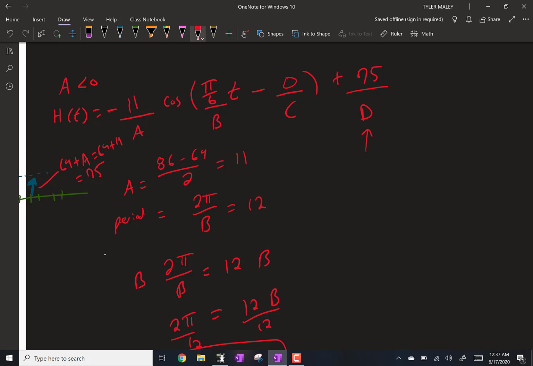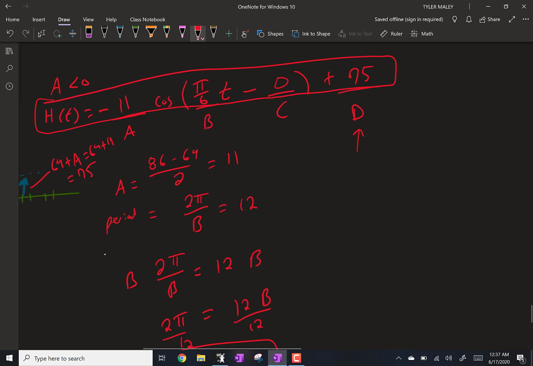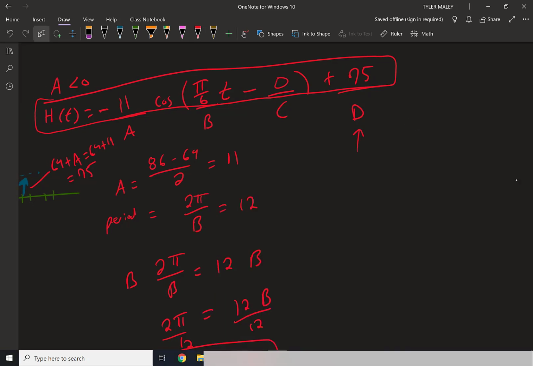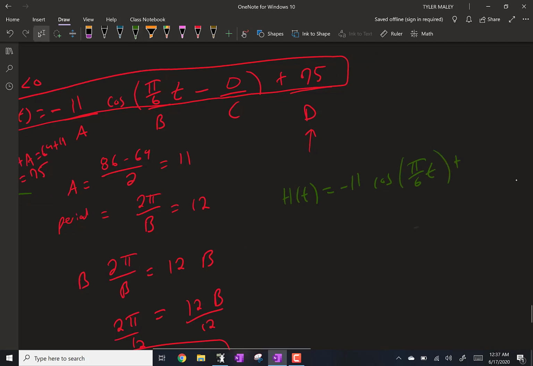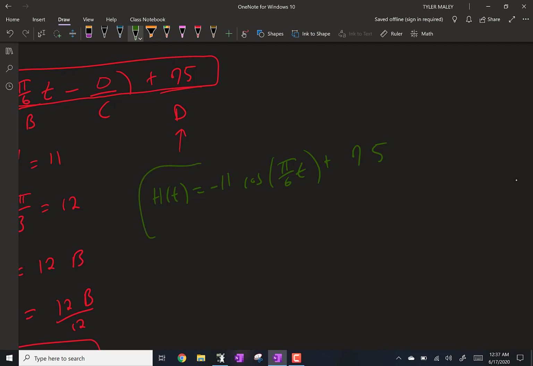So then this is my function. We just had to figure out all the different parts. I can clean this up a little bit. This would be h of t equals negative 11 cosine of pi over 6 t, and then I don't have to write the minus 0, plus 75. So that is the function that I'm coming up with for part A.